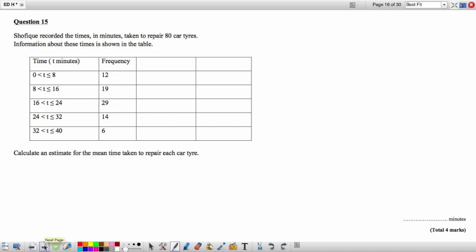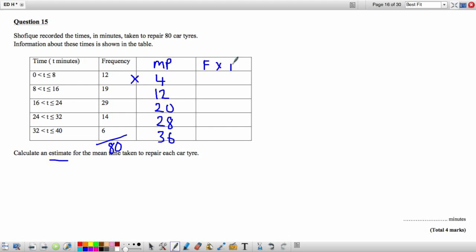Question 15. Here we have the recorded times in minutes taken to repair 80 car tyres. The total here is 80. We're asked to estimate the mean. To do that, we need to find the midpoint of each of these groups. Halfway between 0 and 8 is 4. Between 8 and 16 is 12, then 20, 28, 36.